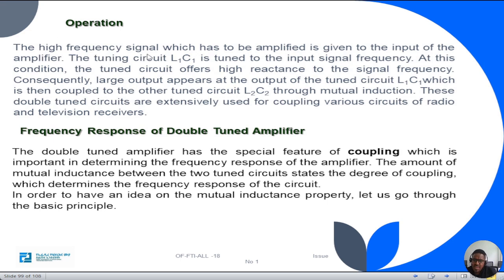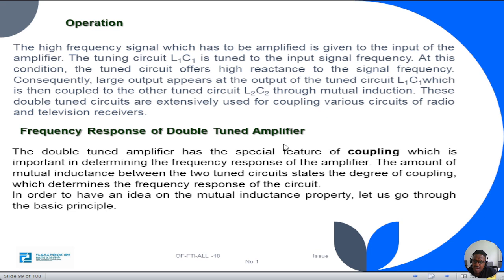So the high frequency signal which has to be amplified is given to the input of the amplifier. The tuned circuit L1C1 is tuned to the input signal frequency. At this condition, the tuned circuit offers high reactance to the signal frequency. Consequently, a large output appears at the output of the tuned circuit L1C1, which is then coupled to the other tuned circuit L2C2 through mutual induction. Thus, double tuned circuits are extensively used for coupling various circuits of radio and television receivers.